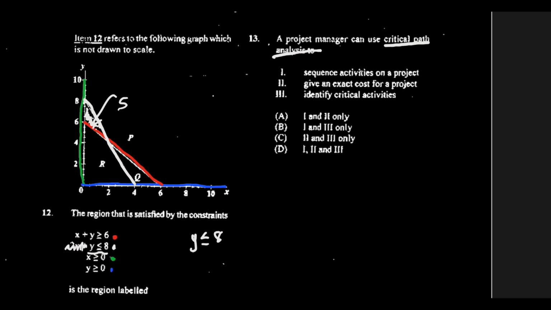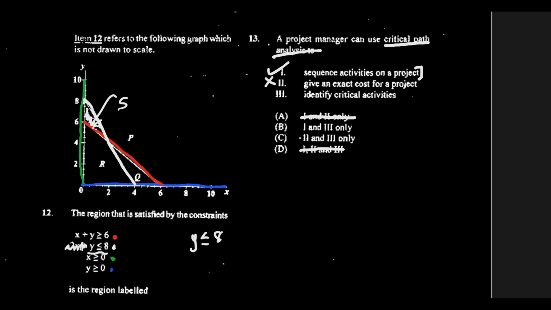So when we sequence activities, that means we put them in order of which comes first, which comes after, and so forth. And based on what we did earlier, you all would realize that we did that. So one definitely is an option. Now the second one, give an exact cost for a project. Now, we wouldn't get an exact cost of a project from my activity network. Remember, this one mostly deals with time and sequencing activities. So we know for sure that 2 cannot be an option.